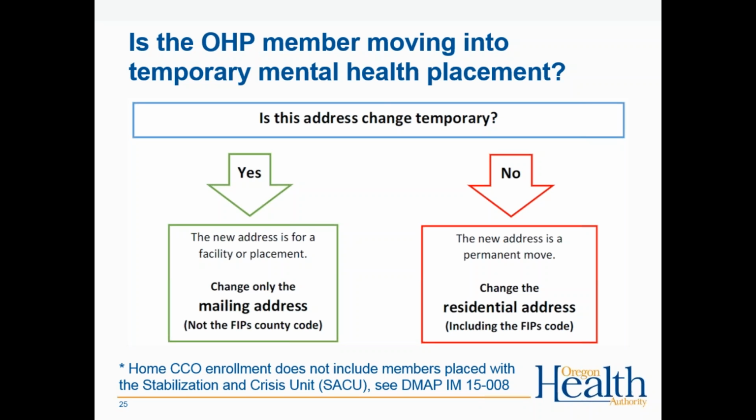If it's a permanent change, if your client is moving from Deschutes County to Marion County, that would follow the normal process. You would update the address. The system will identify that as a permanent change and go through the process that Cheryl mentioned with the automatic enrollment and disenrollment cycle.